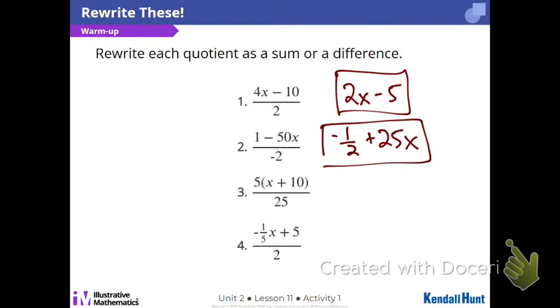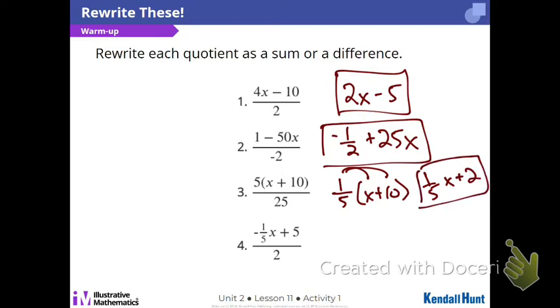For the next one, there's actually 2 ways to go about this one. I'm going to choose to do my 5 divided by 25. You could distribute, but I'm going to do 5 divided by 25 to get 1/5. And then I'm going to distribute to get 1/5 x plus 2. Either way, if you distribute first and then divide both things, you get the same answer. Can it also be 0.2x plus 2? It could be 0.2. But I'm going to encourage the fraction because we're going to be acknowledging this number as slope.